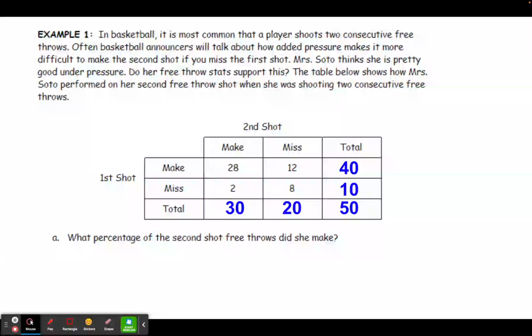So notice that we had 50 pairs of shots that we attempted there. Question A says, what percentage of the second shot free throws did I make? Well, I made 30 of the second shot free throws, and I attempted 50 altogether. So 30 out of 50 would be 60%.